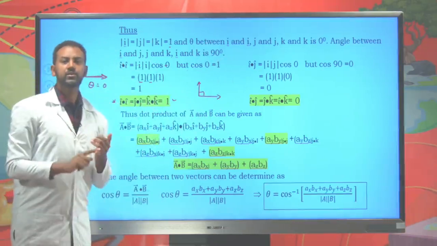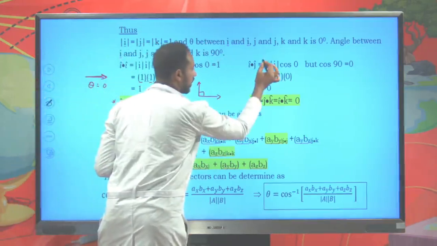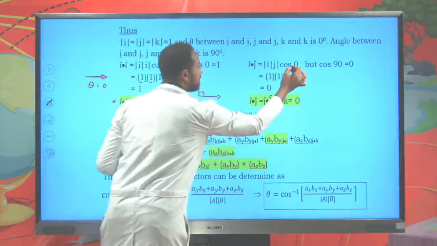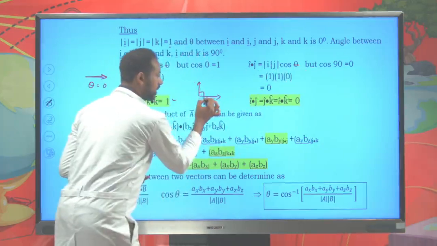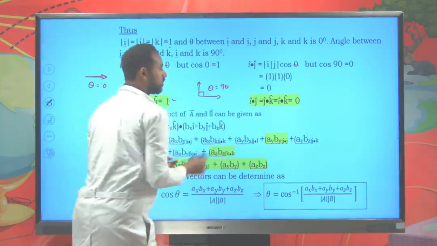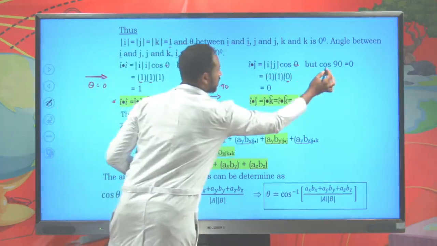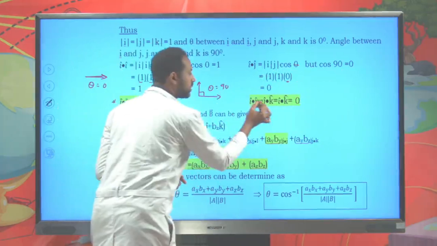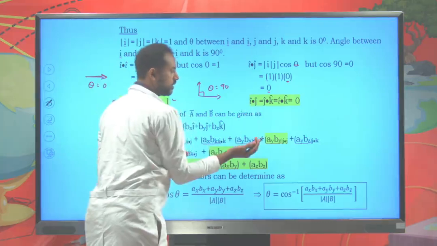But if we dot i with j, the magnitude of i is unity and the magnitude of j is also unity. But the angle between them is 90 degrees, and in mathematics you know that cosine of 90 degrees is 0. Therefore i dot j gives us 0.